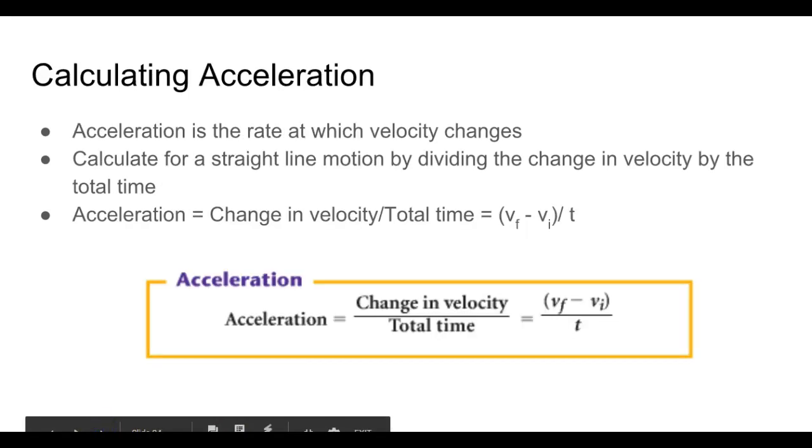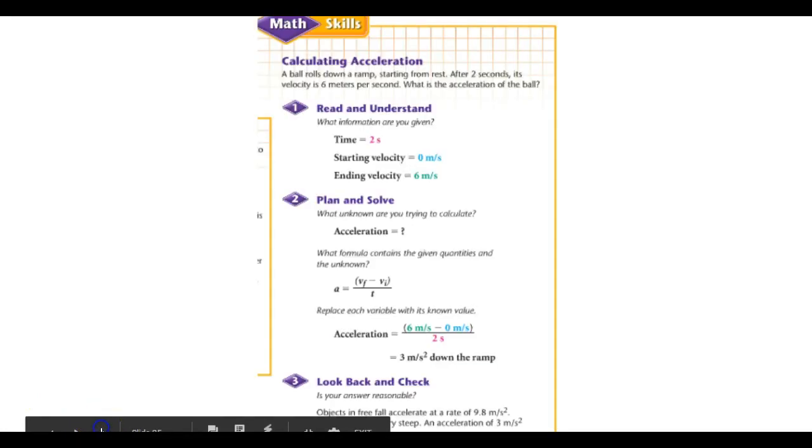Okay, so calculating, because we all know that's the part we're really going to end up focusing on, is how to actually calculate acceleration. Acceleration is the rate at which velocity changes. So it's the rate, which means I'm working with time. So calculating straight line motion is done by dividing the change in velocity over time. If you look at the equation, you have change in velocity, which is final velocity minus initial velocity, all divided by time. That equals acceleration. That's how I do the calculation.